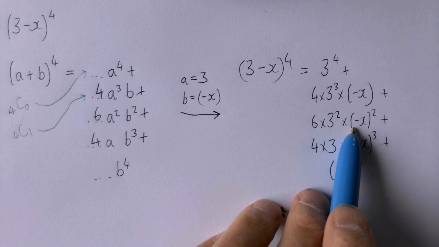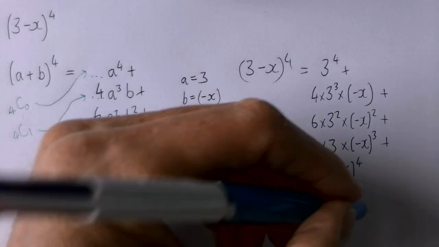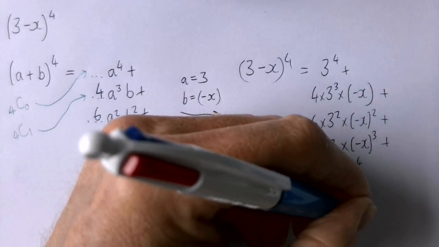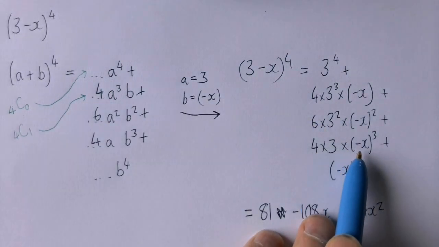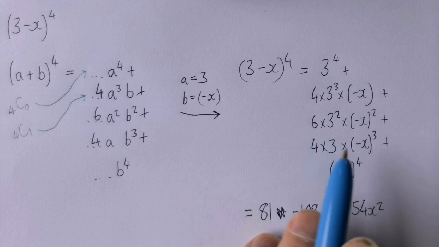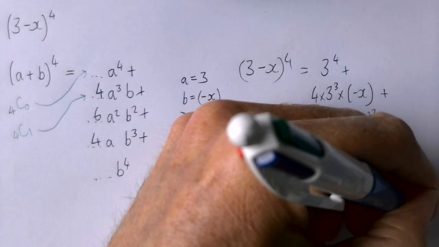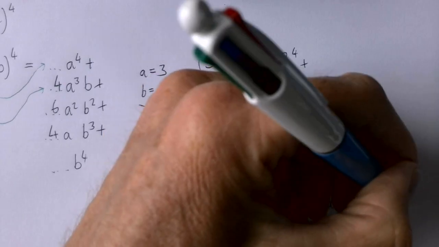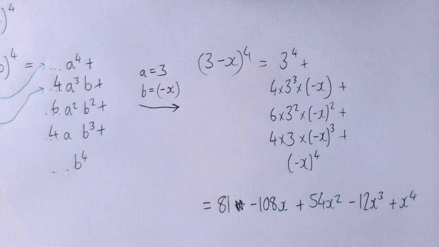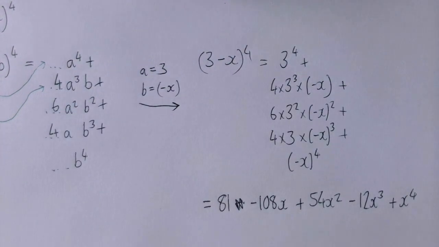I've got 6 times 9, which is 54. Minus x times minus x is plus x squared. So that's plus 54x squared. 4 times 3 is 12. Minus x cubed is minus x cubed. So that's minus 12x cubed. And minus x to the power of 4 will be plus x to the power of 4. So that is my final answer.